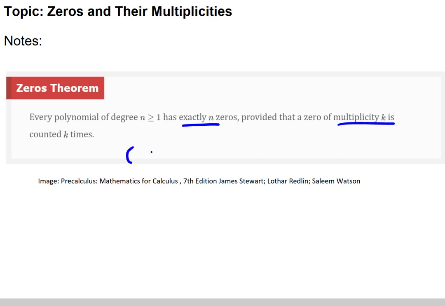For example, as we've seen with multiplicity, if I had a root that showed up as the factor x minus 2 in the polynomial, but let's say that x minus 2 was squared, what this theorem states is we're going to count that as two roots since it's squared. And if we do, then we can match the number of roots exactly with the degree of the polynomial.